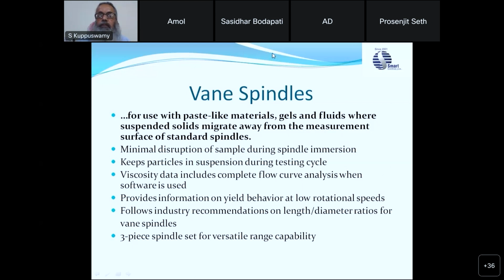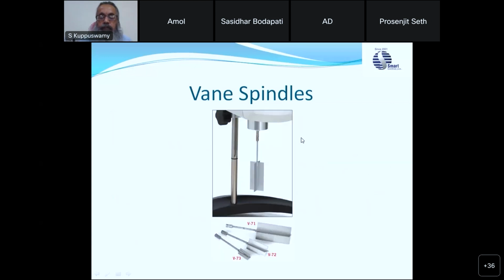Viscosity data includes complete flow curve analysis when software is used. It provides information on yield behavior at low rotational speeds. It follows industry recommendations on length and diameter ratios for the vane spindles. Standard 3 spindles are available. These are the 3 standard vane spindles available. It looks like a blade. Normally, they are fixed in a cross plus type.